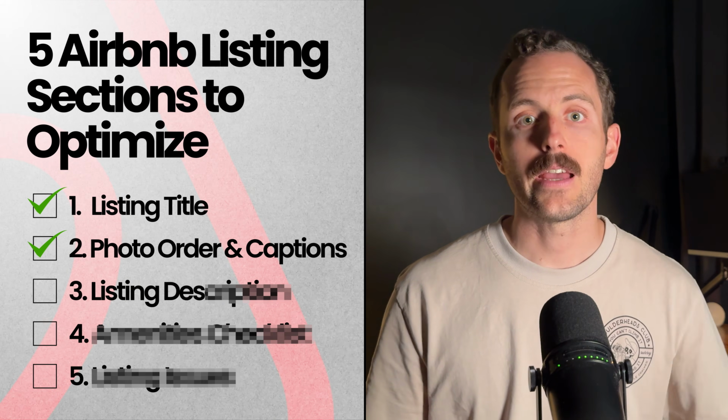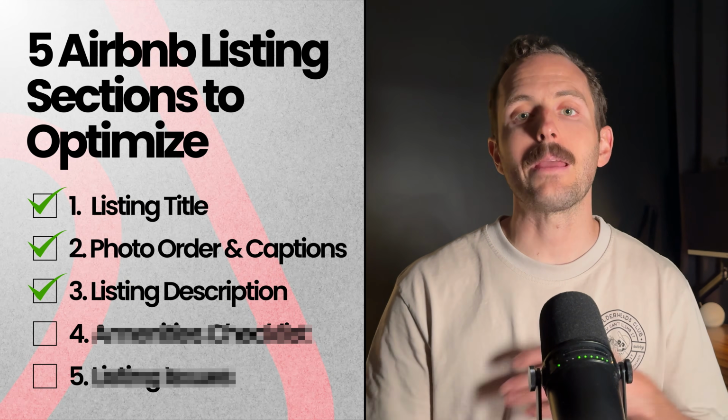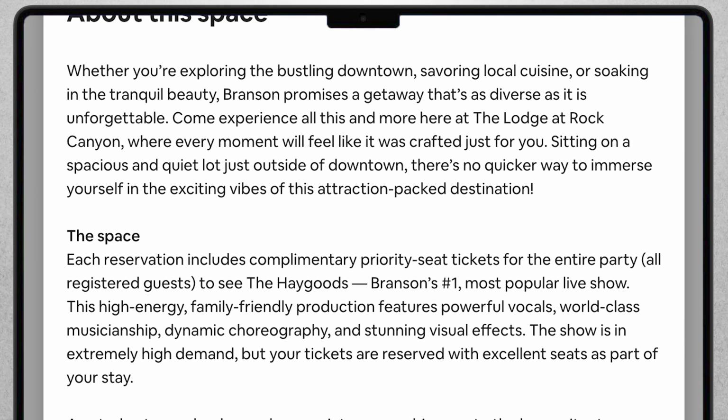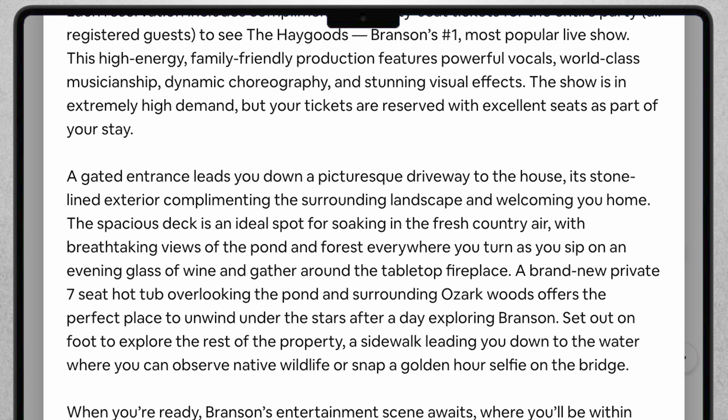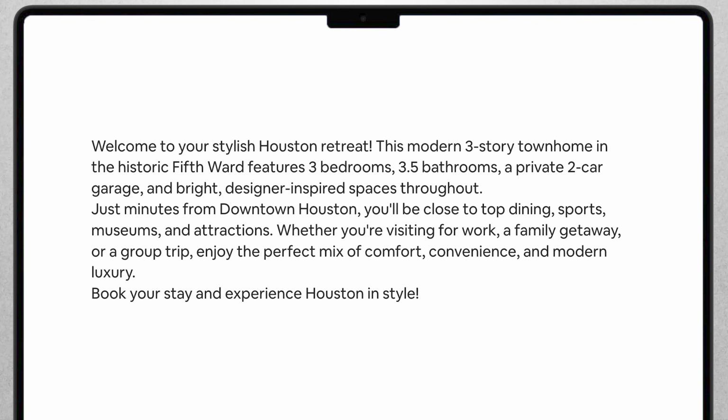Section number 3 is your listing description. And this is where almost every host drops the ball in a big way. I see 2 extremes. Either the host writes an enormous essay that nobody's going to read, or they leave the description nearly blank with just a couple generic sentences. Here's what you need to understand. Only the first few lines of your description are visible before the guest has to tap read more. That means those first few lines are prime real estate. You need to treat them like an ad copy, not a diary entry.